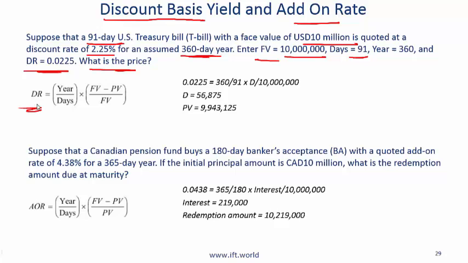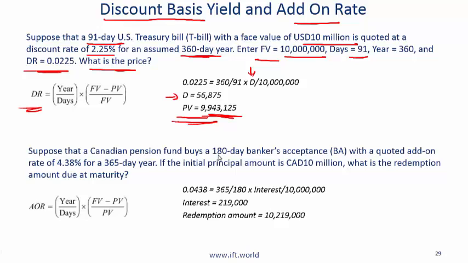So plug and play. Discount rate is 0.0225, and then year 360 over days 91 into D. What does this D stand for? It's the discount. So you just calculate the D, and then how do you come up with the value of the bond? It's 10 million minus this number, which should be this number. In the regular course, we make you do the working, but in the crash course, I'm just giving you the answers. Those who are looking at the video should pause and make sure that you can get these answers.